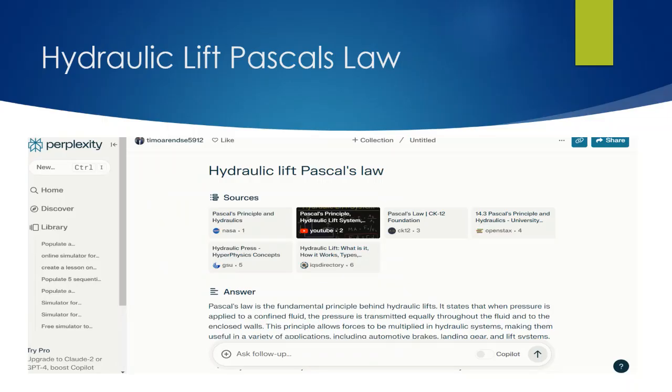And then hydraulic lift, Pascal's law, it clarifies Pascal's law with additional resources. Pascal's law is the fundamental principle behind hydraulic lifts. It states that when pressure is applied to a confined fluid, the pressure is transmitted equally throughout the fluid and to the enclosed walls. The principle allows forces to be multiplied in hydraulic systems, making them useful in a variety of applications, including automotive brakes, landing gear, and lift systems.